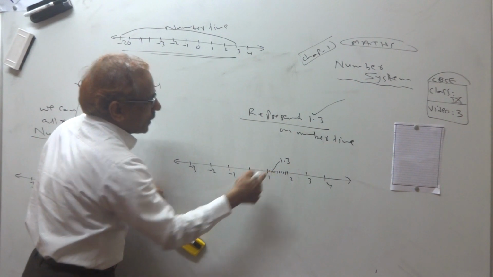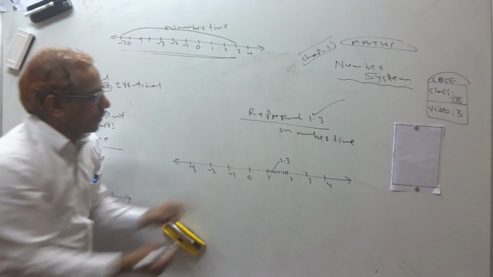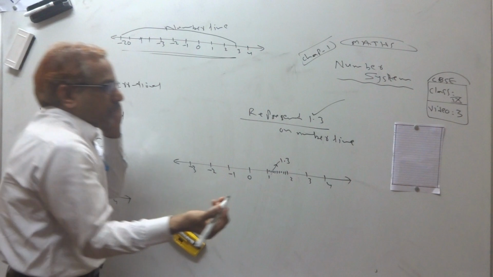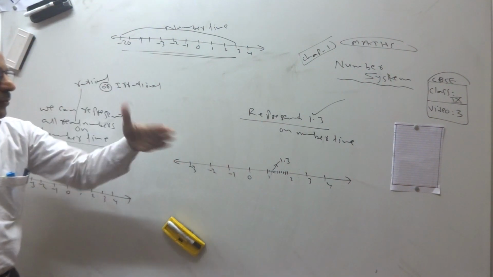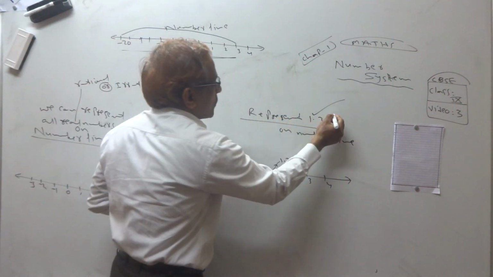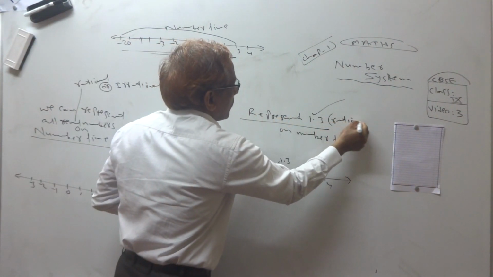Where is 1.3 on the number line, miss? This is 1.3 on the number line. That's all. So see, this is called representation of 1.3 on the number line. So what is 1.3 actually? This is a rational number.